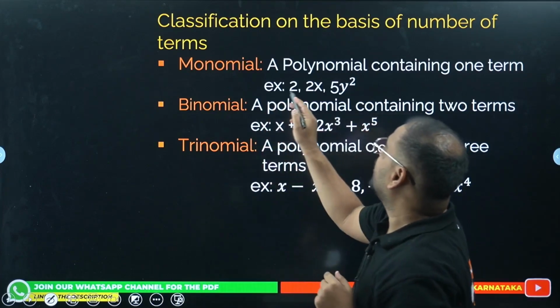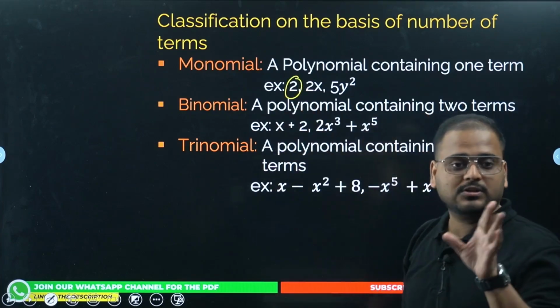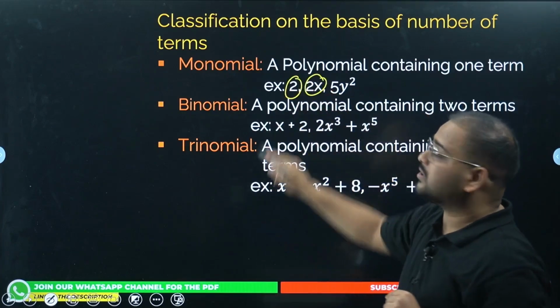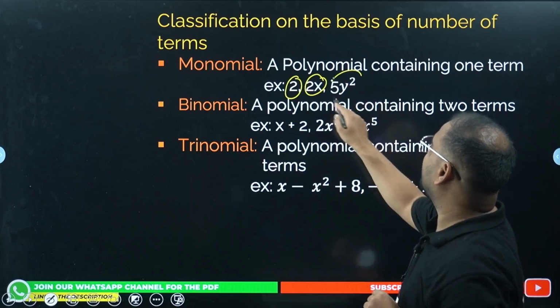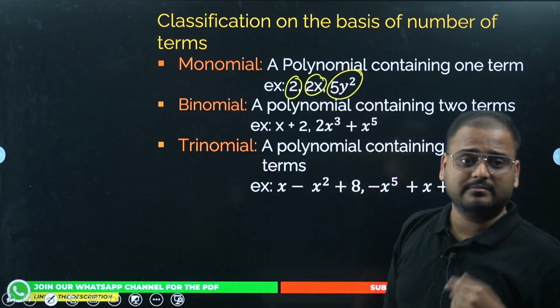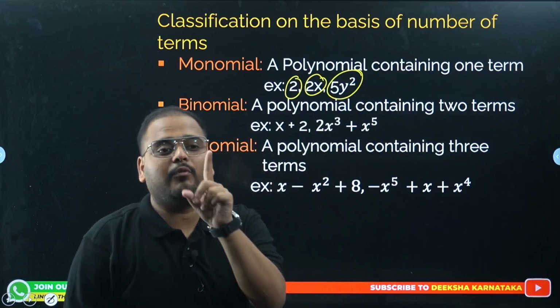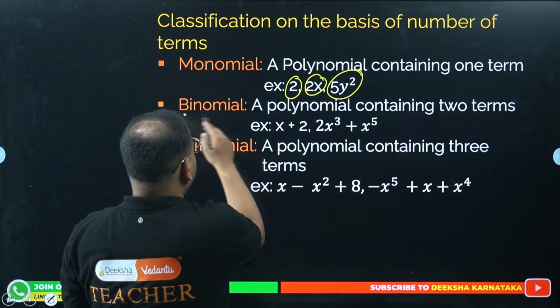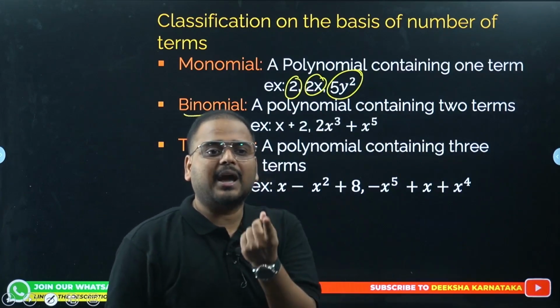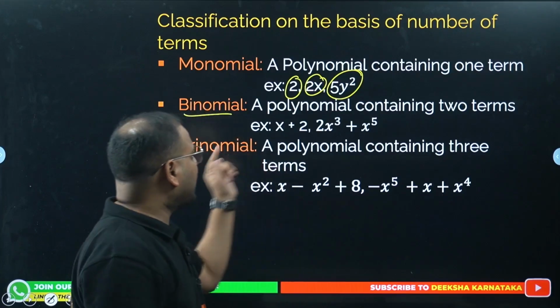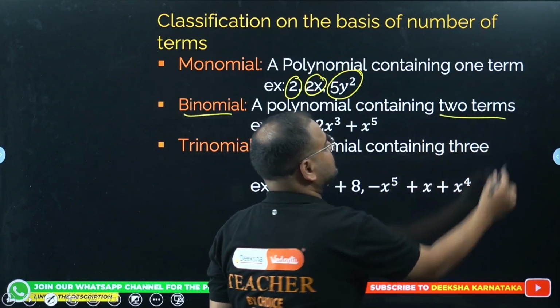Check it out here. 2, just constant. 2x, constant and variable. 5y square, constant, variable and a power. Does not matter. Only thing that matters is only one term. What about binomial? 2 terms. Bi means 2, mono means 1. So bi means 2 terms. It should have 2 terms in it.